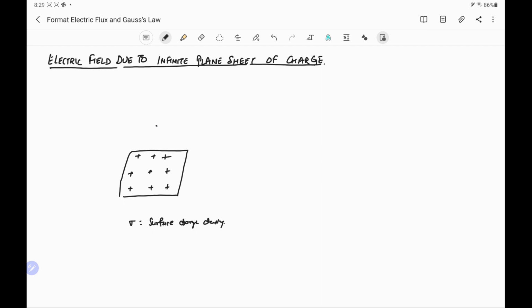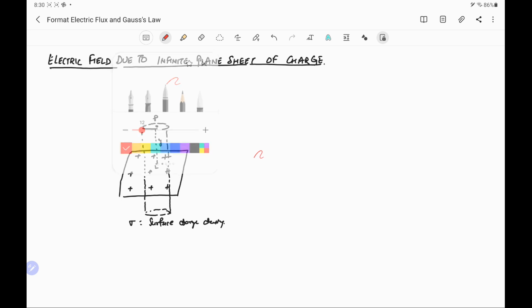To find the electric field at a point P, which is at a distance say y from the surface of the sheet, we choose a Gaussian surface, and this Gaussian surface is cylindrical. Gaussian surfaces are chosen in such a way that the magnitude of the field at the surfaces is equal and the direction of the electric field is either parallel or perpendicular to the surface area. Here, the cylinder has three surfaces.